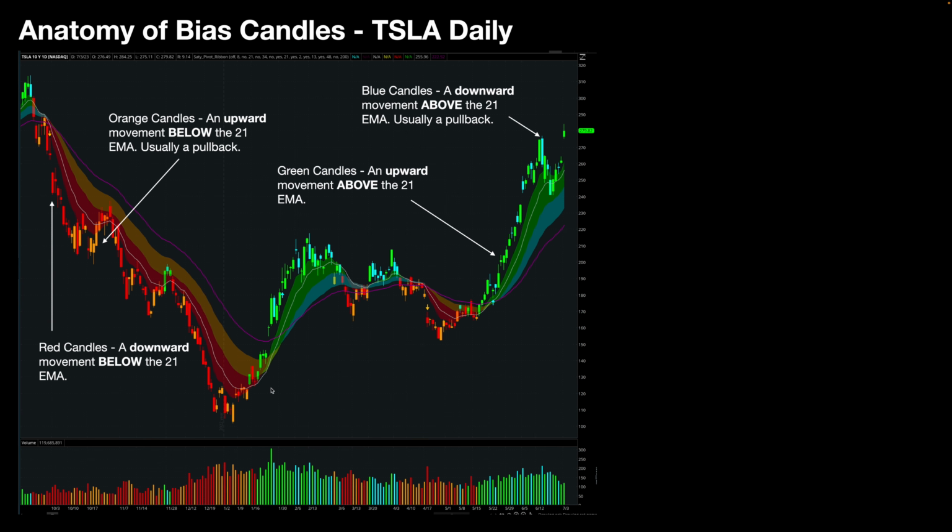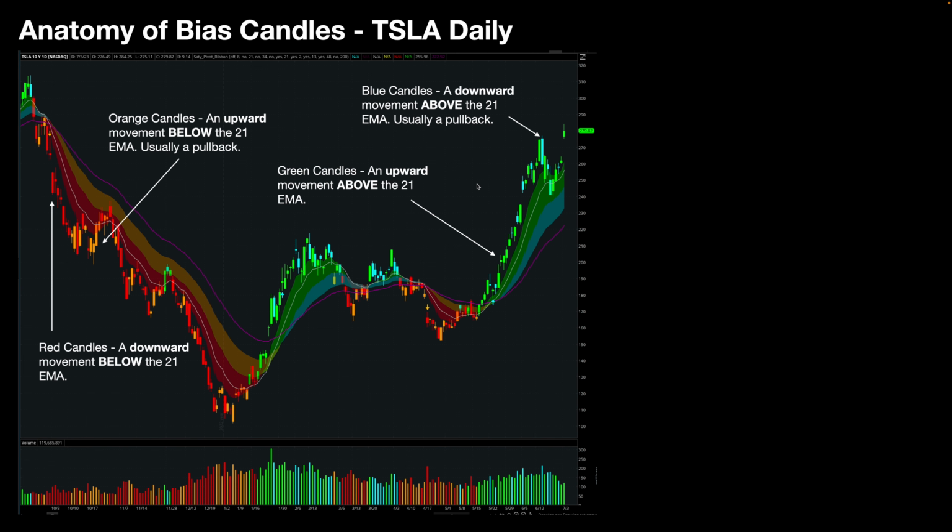So that's it. Again, red candles, downward movement below the 21. Orange candles, upward movement below the 21. Green candles, upward movement above the 21. Blue candles, downward movement above the 21. You can see a few of them here, okay? So that's the general concept behind bias candles.